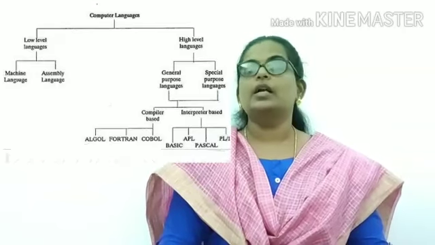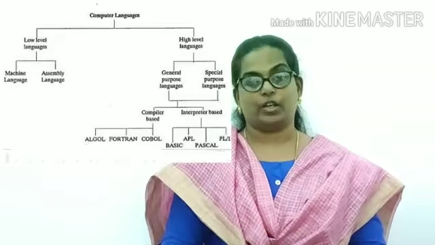We want to exchange some information with the computer. That language is called the computer language. The main difference between the computer language and the natural language is that natural language has large vocabularies, but the computer languages have restricted vocabularies. That is the difference. Clear? Then, mainly the computer language is divided into two. They are low-level language and high-level language.